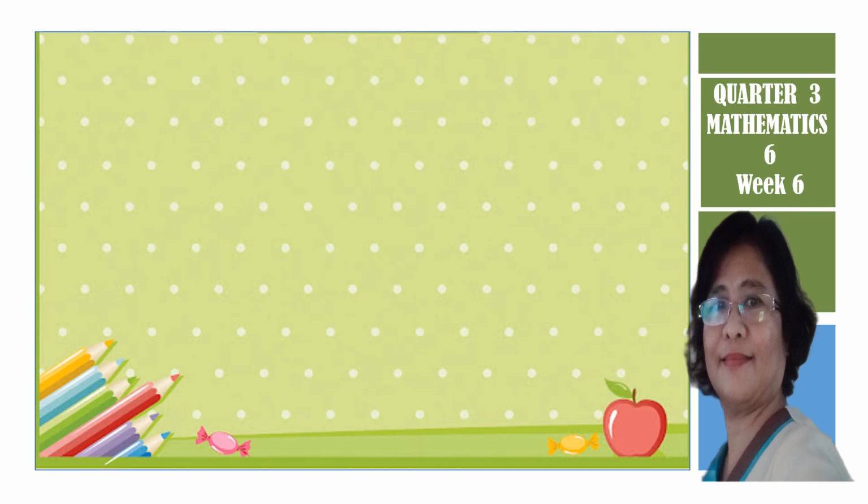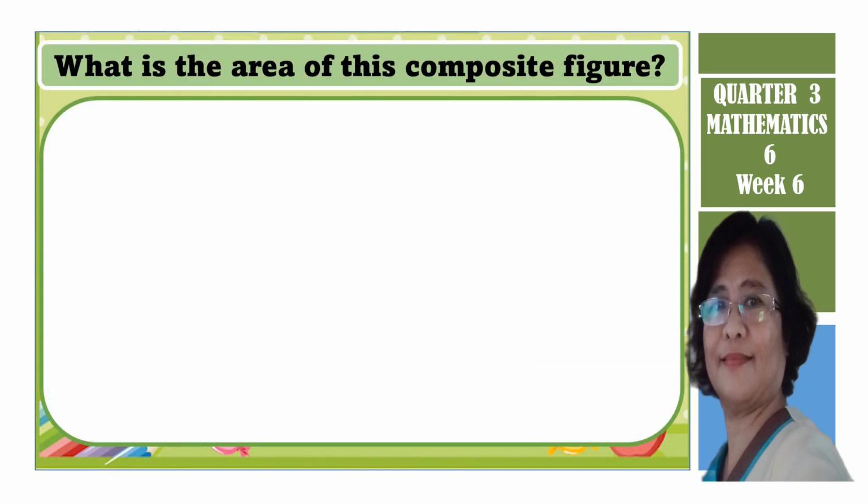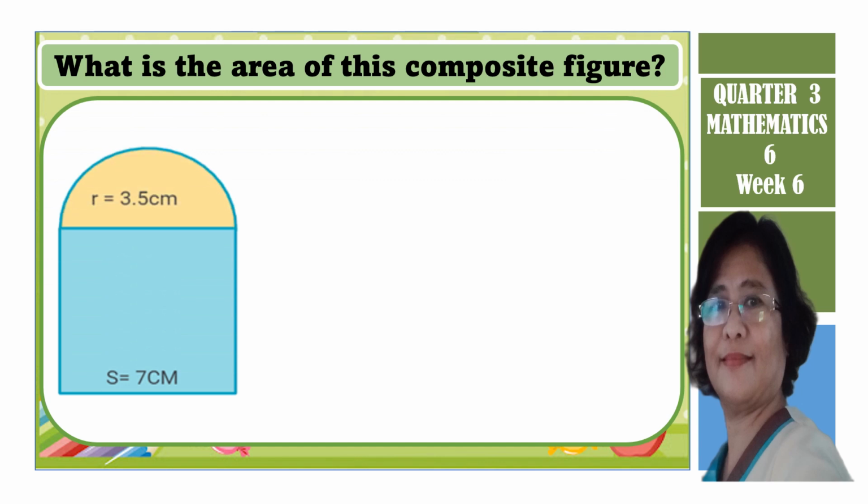Let us have another example of composite figure. We have this figure. It looks like a door. Okay, look at this figure. What shape is it made of? Very good. It's made up of a half circle and a square. So what's the formula for our half circle? We have pi r squared divided by 2. So the given here, the radius is 3.5. So let us now solve.